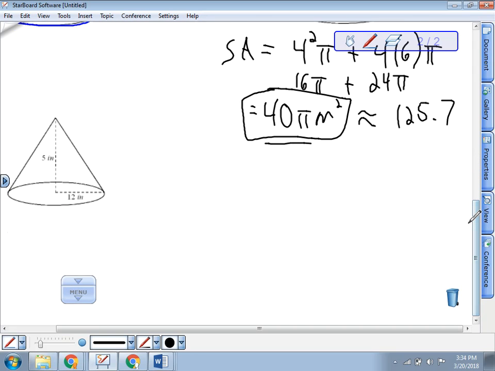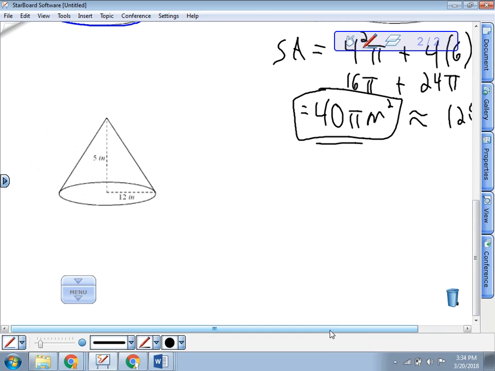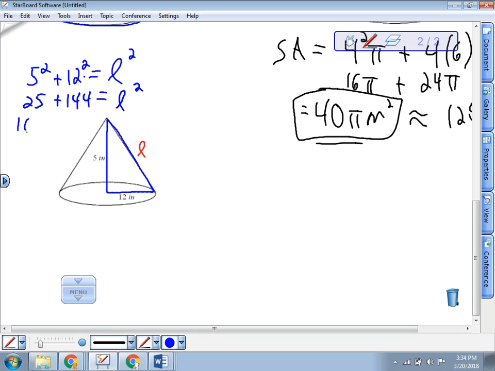Let's take a look at one more that's a little bit more difficult because we do have to do Pythagorean theorem here. When I look at this, we don't have the slant height, but I've got a right triangle here, and I can find L using Pythagorean theorem. So let's do that first. We've got to find the slant height. We're going to say 5 squared plus 12 squared equals L squared, the slant height squared. So that's 25 plus 144 equals L squared. We know it's going to be 169 equals L squared. Again, square root each side. So our slant height is going to equal 13.